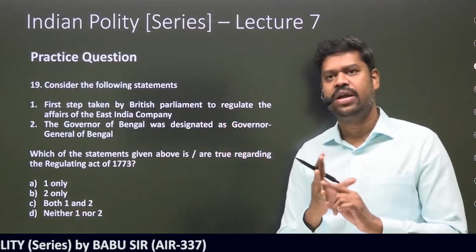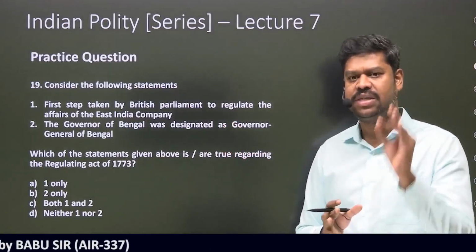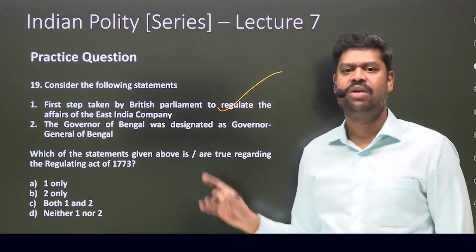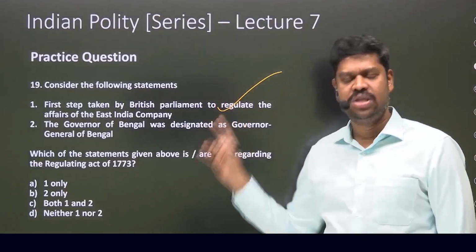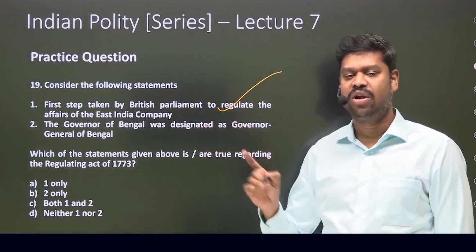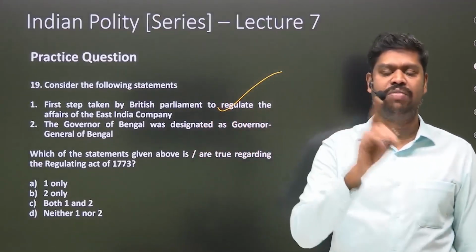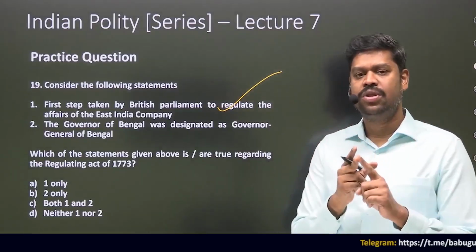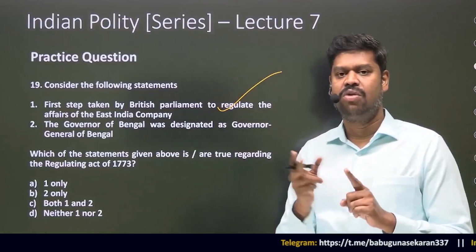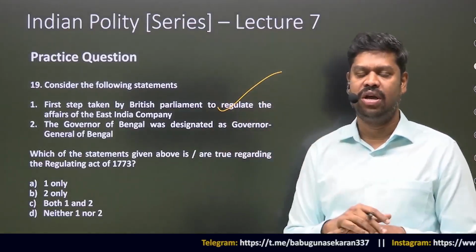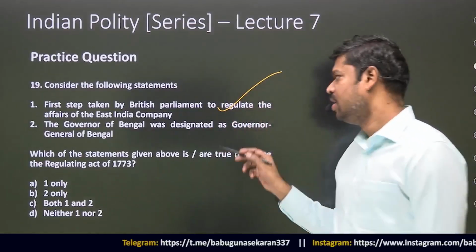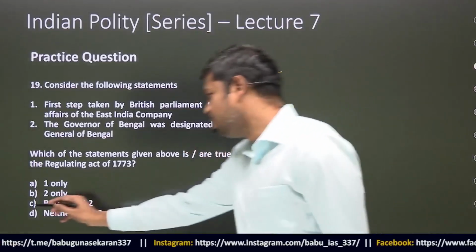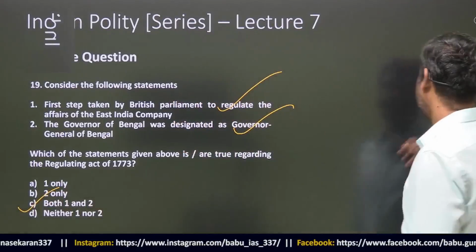In fact, the Regulating Act of 1773 is the first step that was taken by the British Parliament to regulate the affairs of the East India Company. Definitely true. And it is also this particular act which designated the Governor of Bengal as the Governor General of Bengal. That is also true. But don't confuse this with when the Governor General of Bengal was designated as the Governor General of India. That happened in 1833. So both the statements are true. The answer is option C.